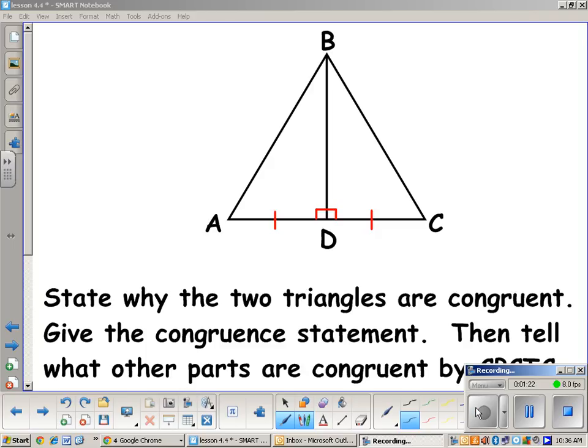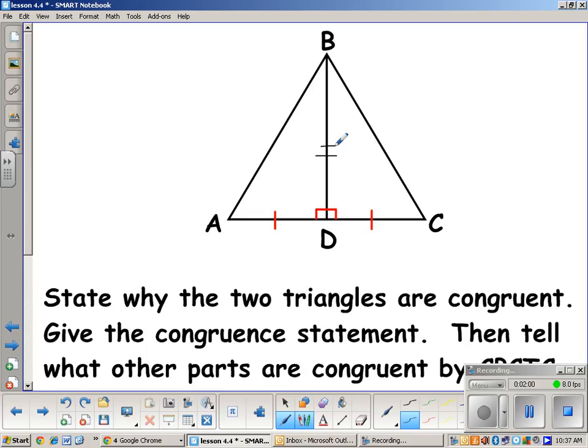Okay, now looking at those two triangles, can we say that those are congruent? Raise your hand if you think you know one of the four ways that we could prove that this is congruent. Tyler? You can prove it by side angle side. Side angle side. So what? Okay, so you're saying that segment BD is congruent to segment BD, which would be reflexive, right?